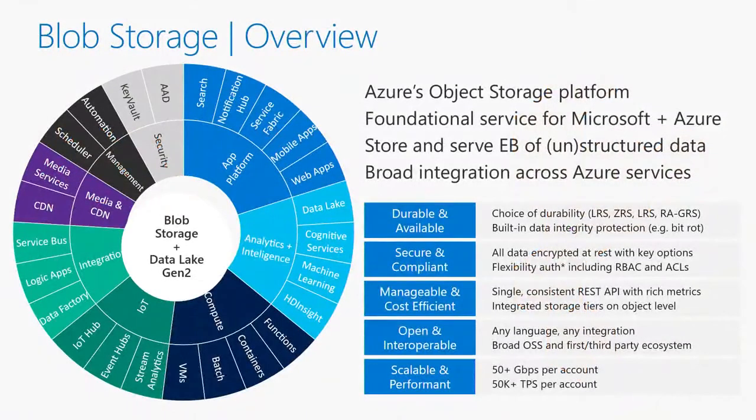So blob storage is Azure's object storage platform. It's one of the core foundations of Microsoft and the cloud. So pretty much all of Microsoft services and Azure use some type of blob storage on the back end. OneDrive is built on top of blob storage. Blob storage allows you to store exabytes of structured and unstructured data. So you can store anything from application logs to videos and images to application backups.